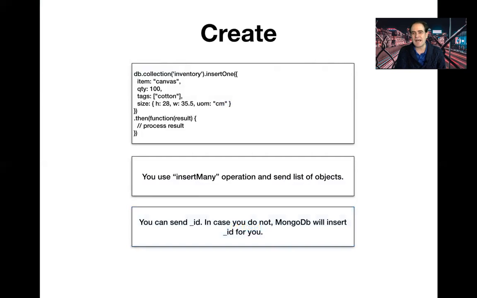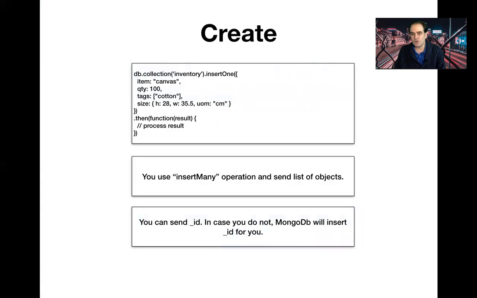Okay, you got the ID field. So when you're creating, if you don't send anything in the ID, Mongo will create an ID for you and you will get it back. For example, with the insert one example, you get the result. There in the result, you're going to get the ID and then you continue processing.